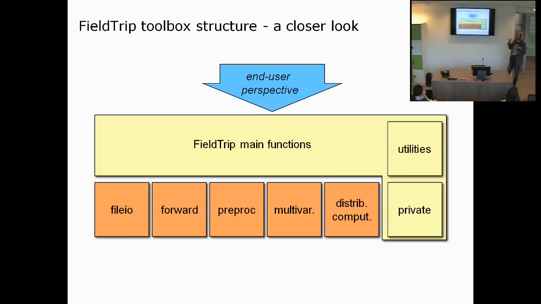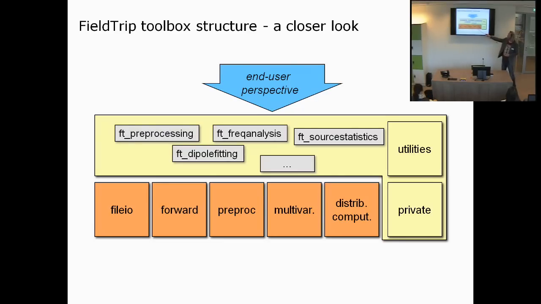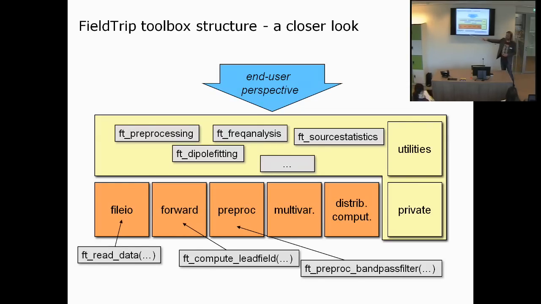Sometimes it is also helpful for you to call one of these functions at a low level, but in general, you should start by calling the high-level functions, because it's the high-level functions that do the bookkeeping for you. So this is where we have functions such as ft_preprocessing, ft_freqanalysis, ft_dipolefitting, ft_sourcestatistics, etc. And this is where we have functions such as ft_read_data. ft_read_data produces a matrix, and that matrix is basically channels by time. So ft_read_data does not do any bookkeeping for you. It's ft_preprocessing that does the bookkeeping. Sometimes it's more convenient to call the low-level function, but in general you should call the high-level functions. And we have ft_compute_leadfield for the forward computation, or filtering functions, etc.